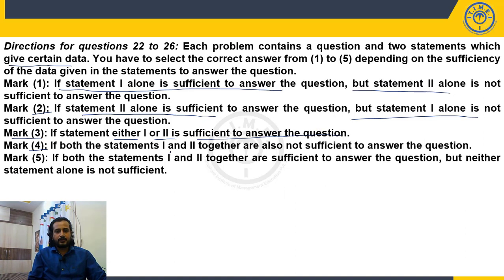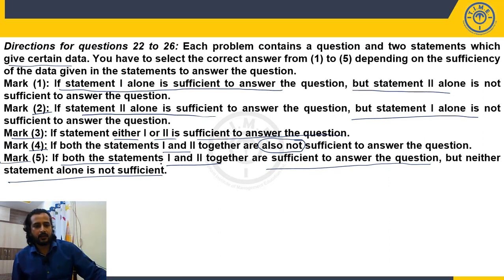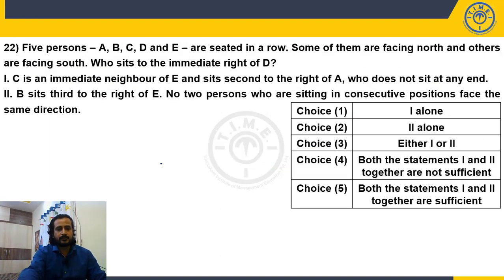Mark 4 if both the statements 1 and 2 together are also not sufficient. Fifth option, both the statements 1 and 2 together are sufficient to answer the question, but neither statement alone is sufficient. Okay? Clear. Now move to the next. See question number 22.